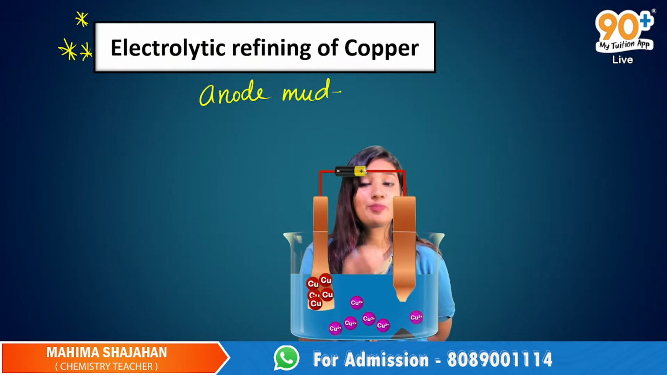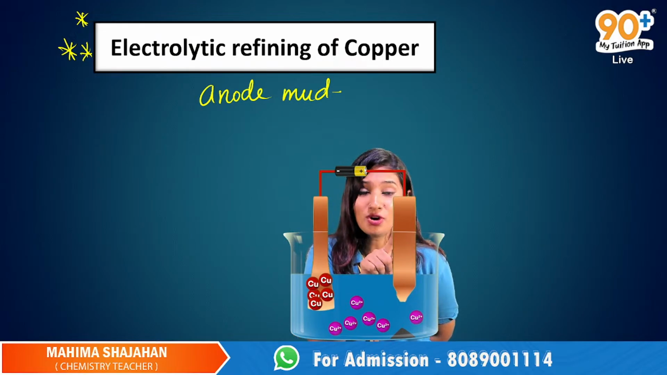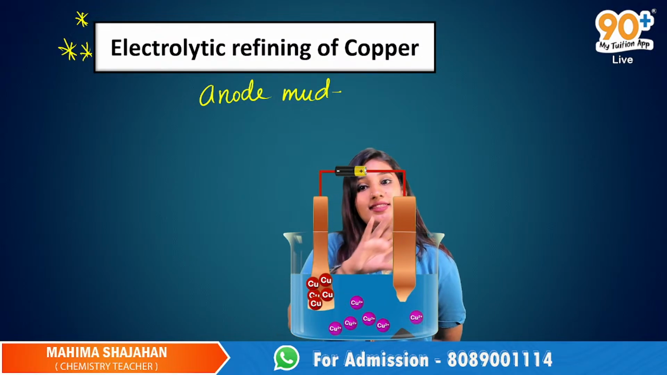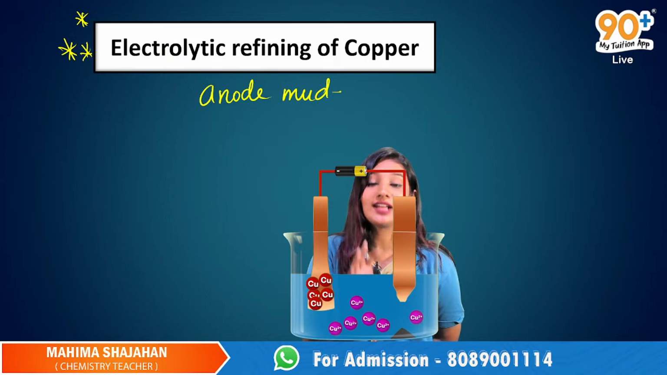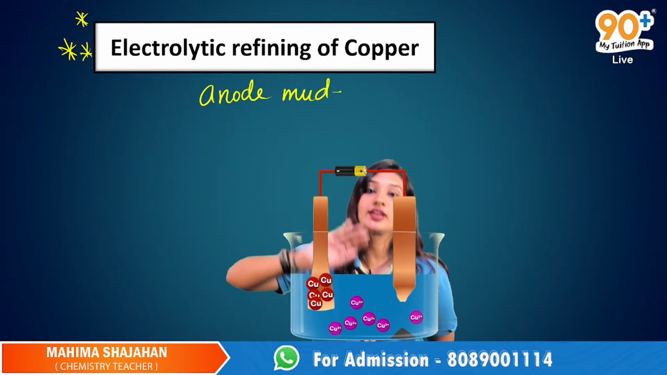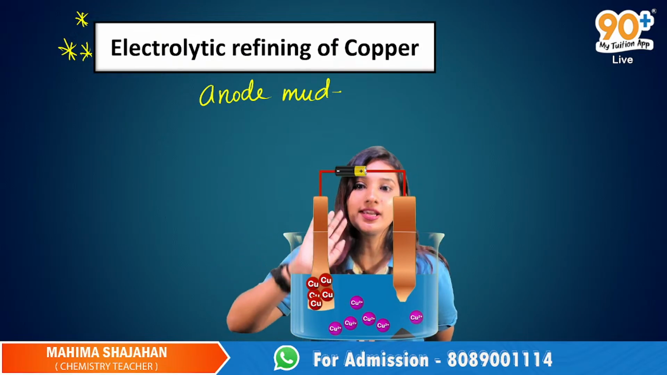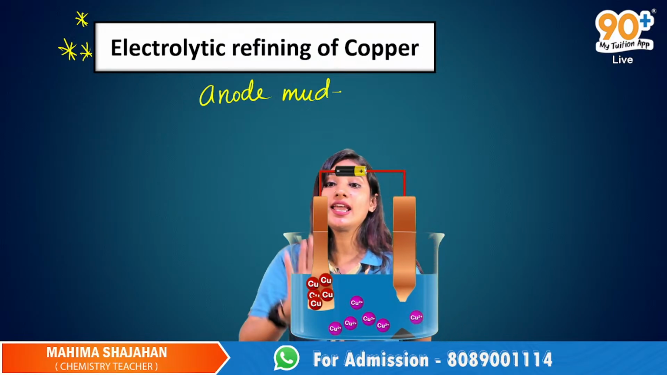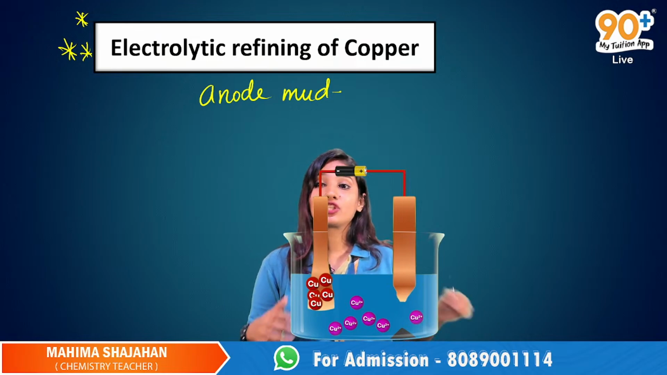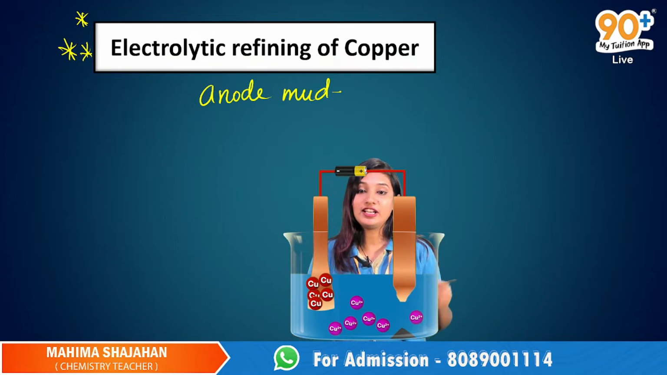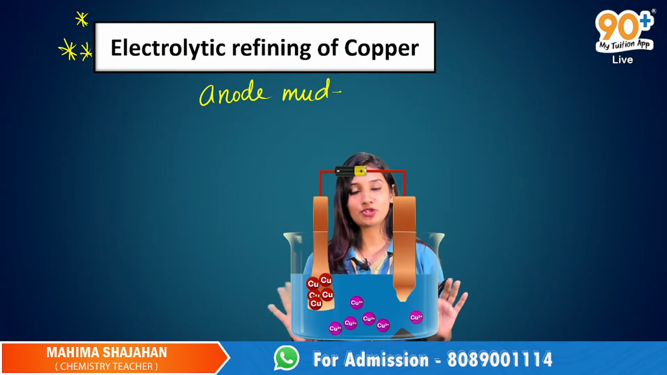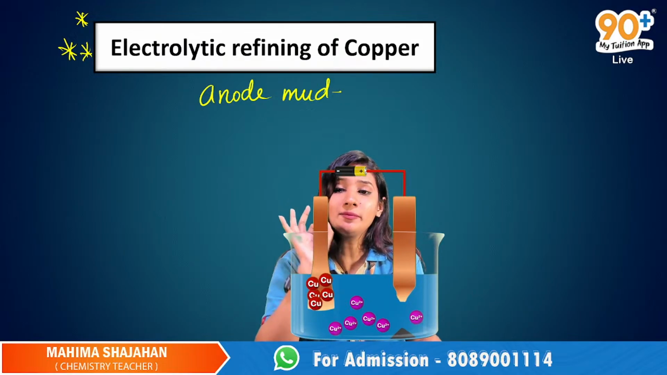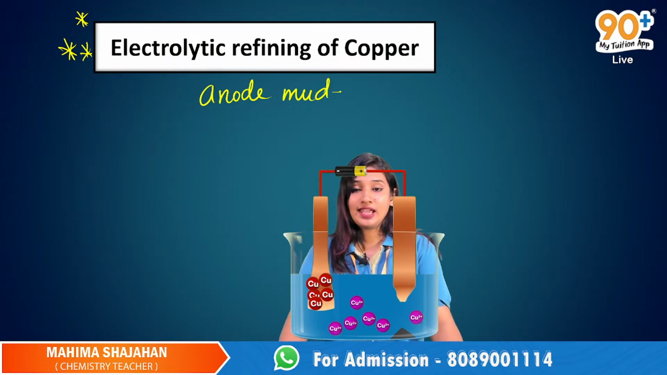The pure metal from the anode gets dissolved into the solution. Whatever amount of metal dissolves, that same amount of copper from the solution deposits at the cathode as copper. This is the reaction taking place here. And the soluble impurities will get dissolved in the solution. And we will have some insoluble impurities as well.